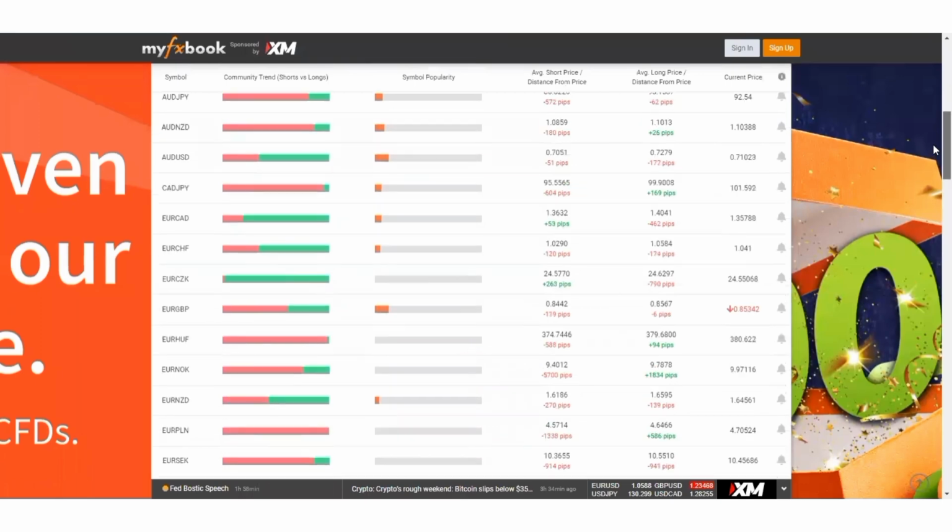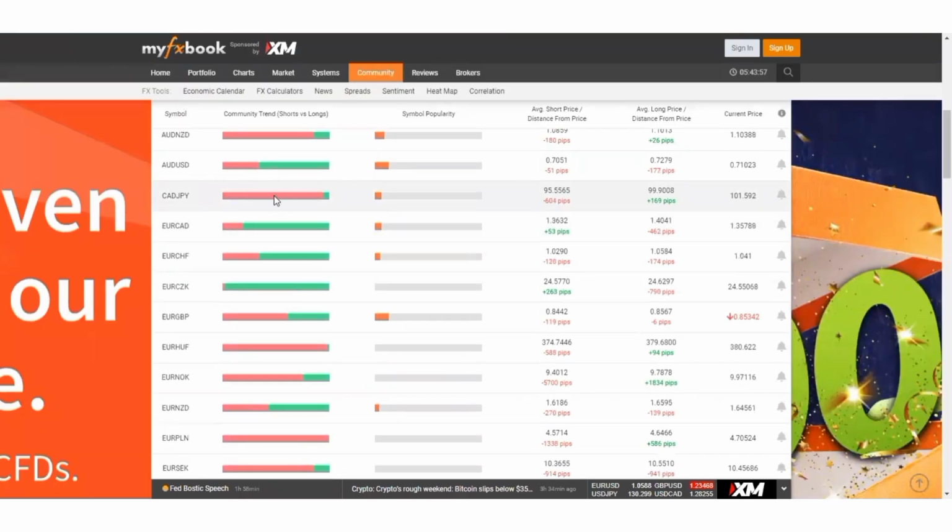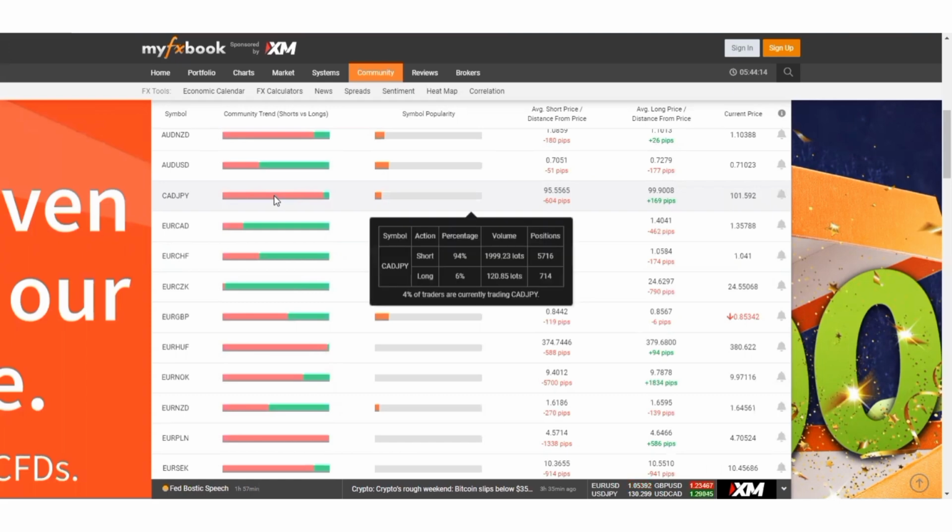Basically, I use this to check what sentiment says. What are the majority of retail traders or traders generally doing? Are they buying or are they selling? I ideally want to be going against what these traders are doing. So the sentiment here.